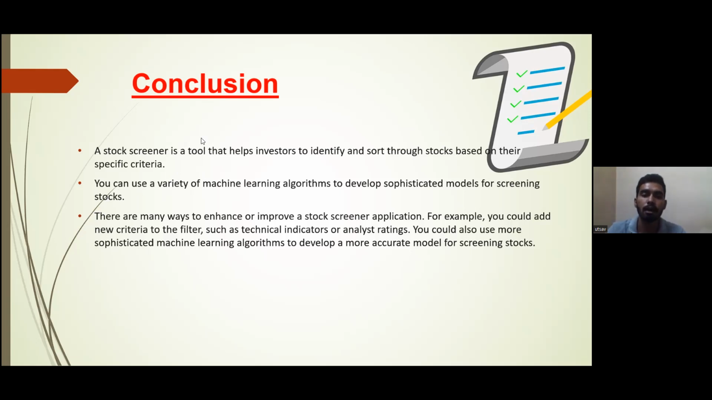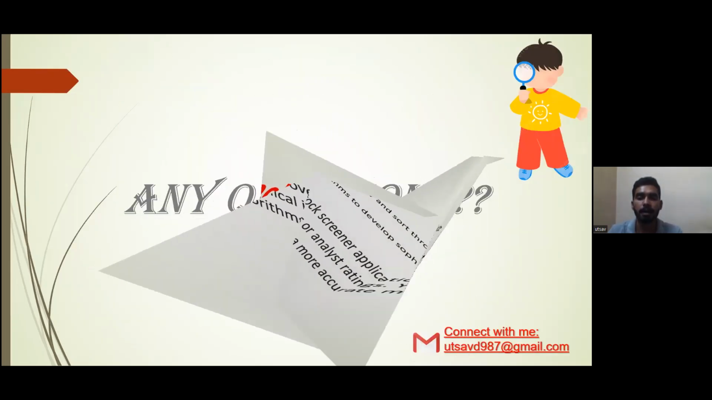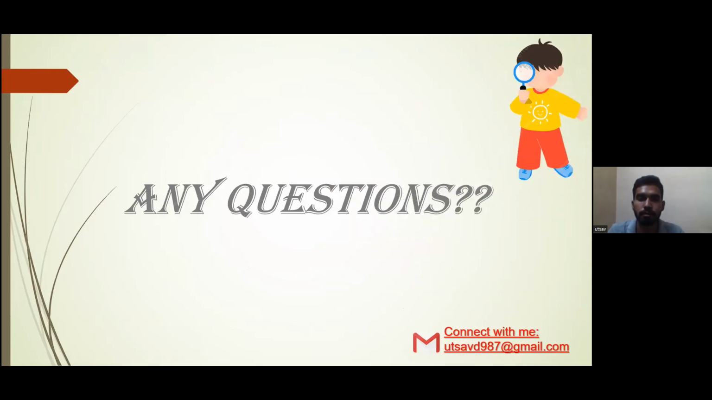Moreover, what we can enhance in this application is that we can put more criteria, beyond what I showed, which is today's date. More criteria we can put is some particular percentage: if the stock is growing by this percentage, then it should fetch the data. So ma'am, this was about my project. If anyone has any questions, please feel free to ask me.